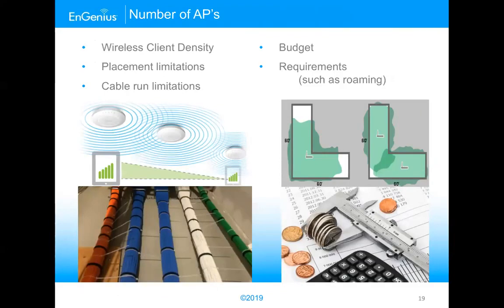Then we have things to take into consideration, such as wireless client density, placement limitations, cable run limitations. Obviously, budget's important as well, and requirements such as roaming. That's obviously going to determine the number of APs I choose.